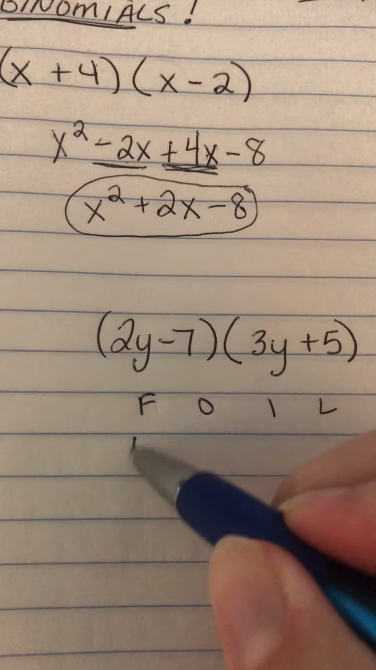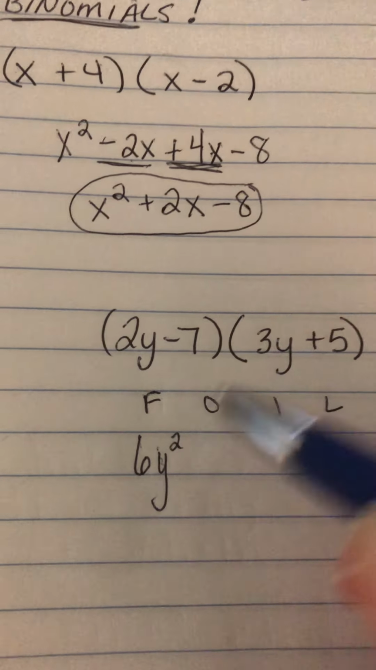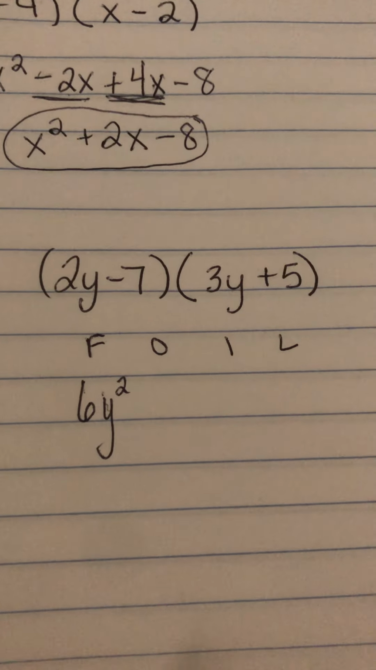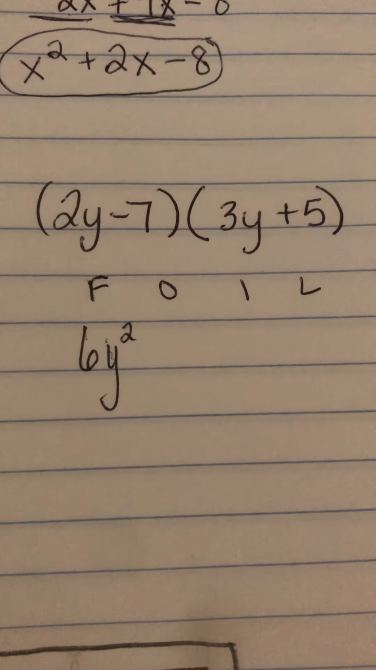So 2 times 3 is 6. Then you have a y times y. So that's what would happen in that case. The outers, go spot them.